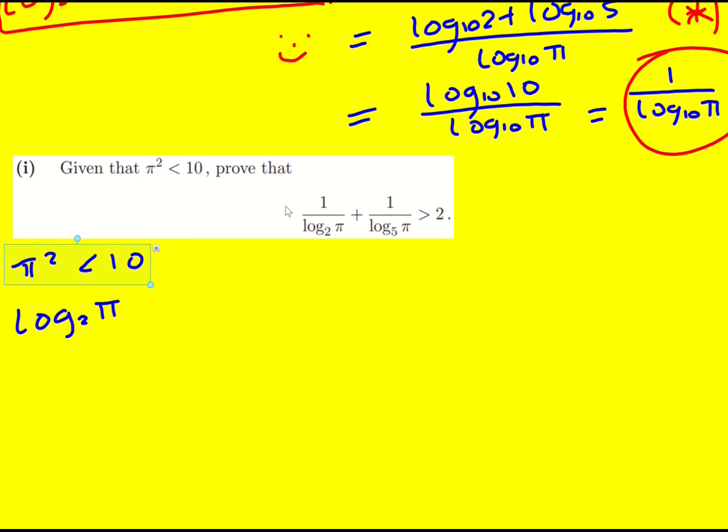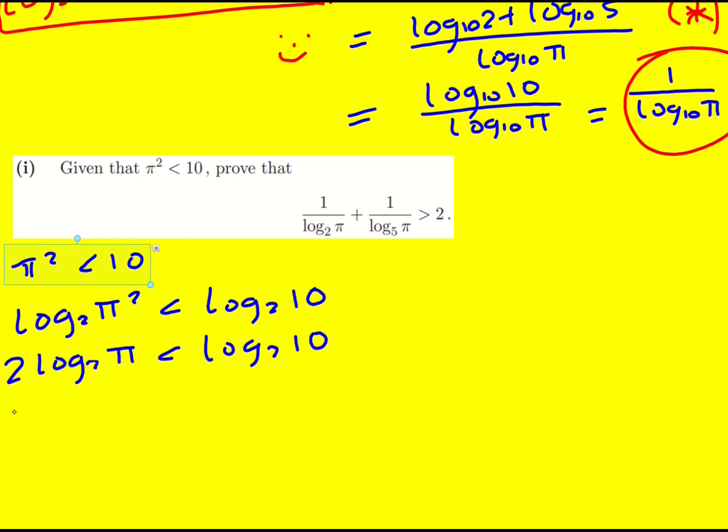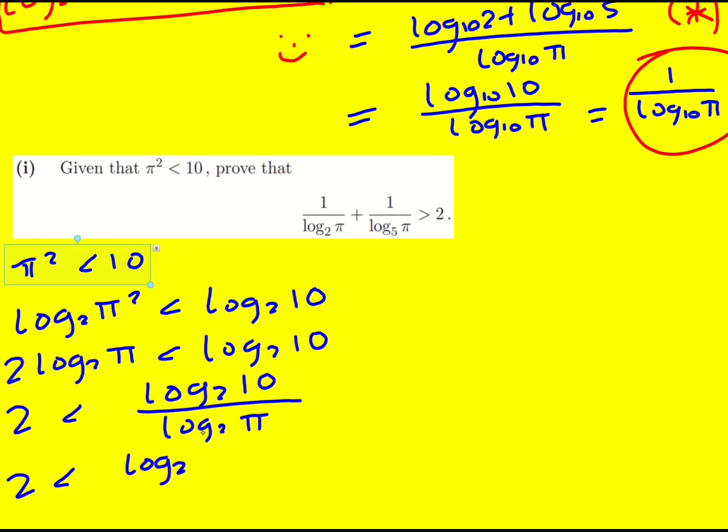But in any case, so we've got log to base 2 of pi squared is going to be less than log to base 2 of 10. So 2 log to base 2 of pi is less than log to base 2 of 10. Just playing around with logs here. 2 is less than log to base 2 of 10 over log to base 2 of pi. Right, now we could split that log to base 2 of 10 into log to base 2 of 2 plus log to base 2 of 5. Nothing's stopping us doing that.